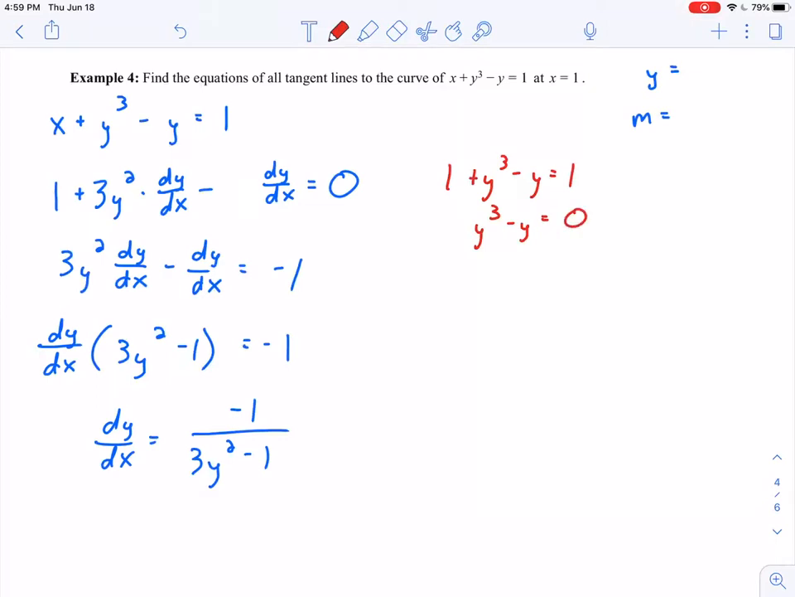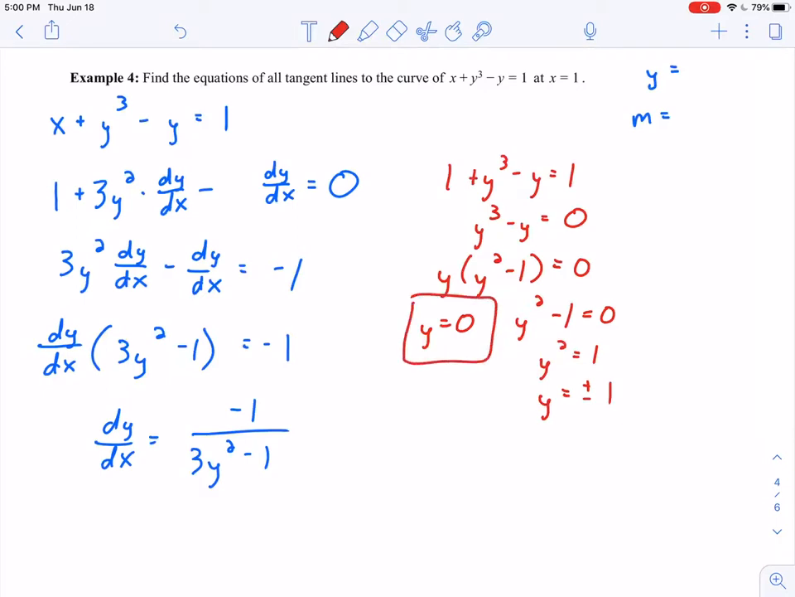Okay, well, we can factor: y times y squared minus 1 is equal to 0. Take each factor, set it equal to 0, so y equals 0. Y squared minus 1 equals 0 gives me y squared equals 1, gives y equals plus or minus 1. I think we got a problem here, guys. I said I was going to solve for y, and I was expecting one y value. Why the heck do I have 3 y values? How do I know which one of these to pick? How do I know which of these is on the graph of my function?